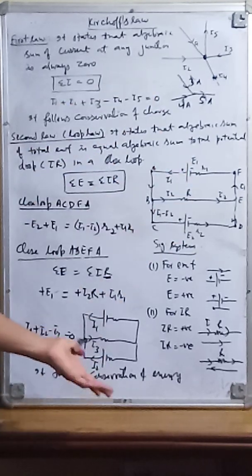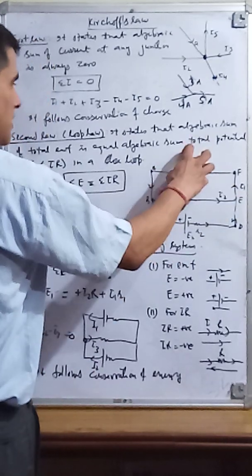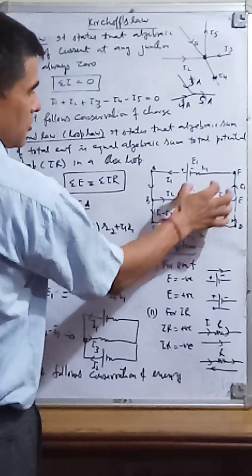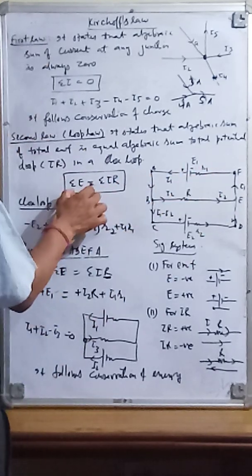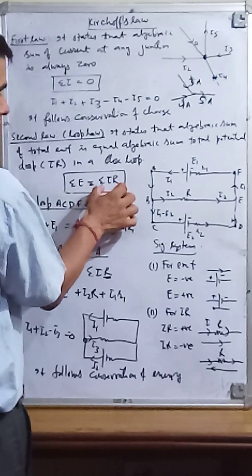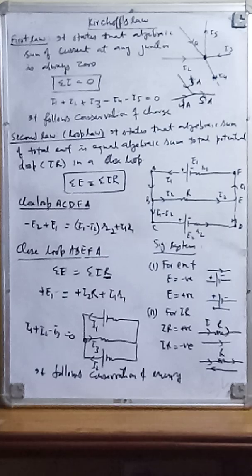And the second law follows conservation of energy. EMF means a source of electrical energy. So whatever energy this cell gives will be distributed here. So total energy is equal to the energy appearing here. Sigma E is equal to sigma IR. So this is the energy in the cell, and this is the energy which appears across the resistance. So the total energy inside the cell is equal to the total energy appearing across the resistance. Thank you.